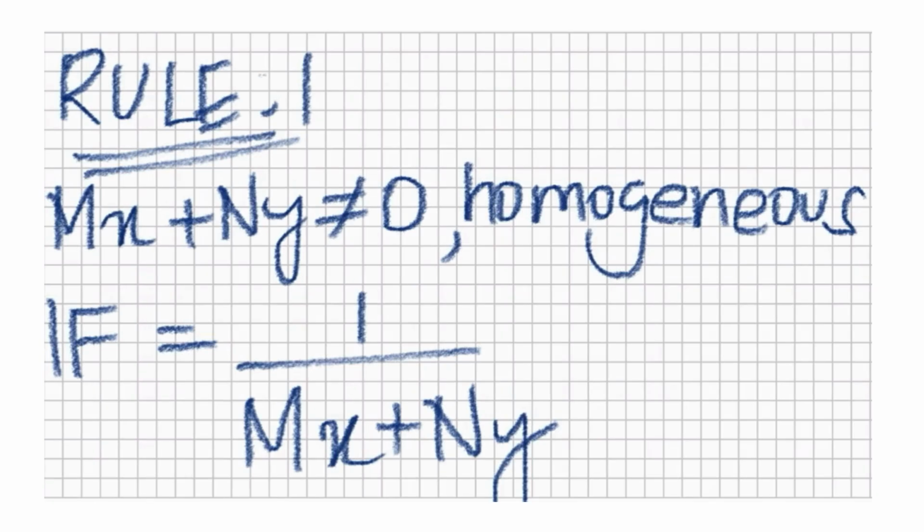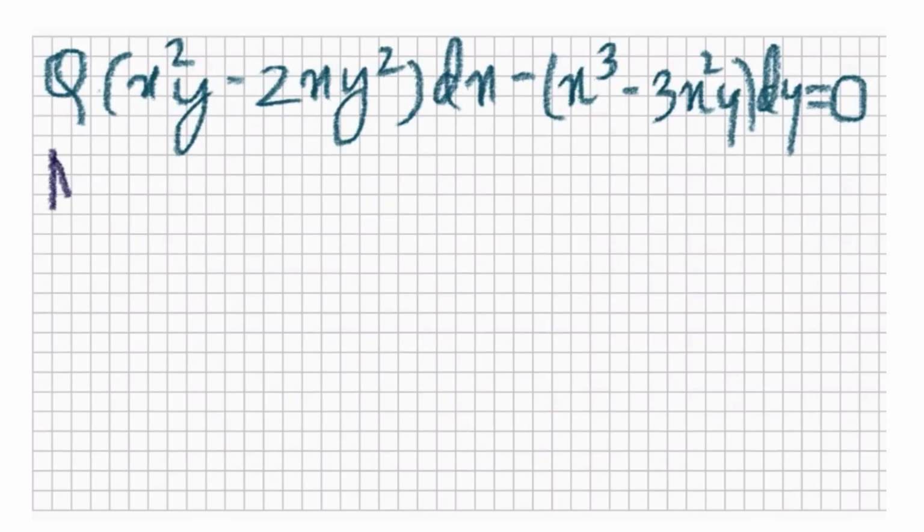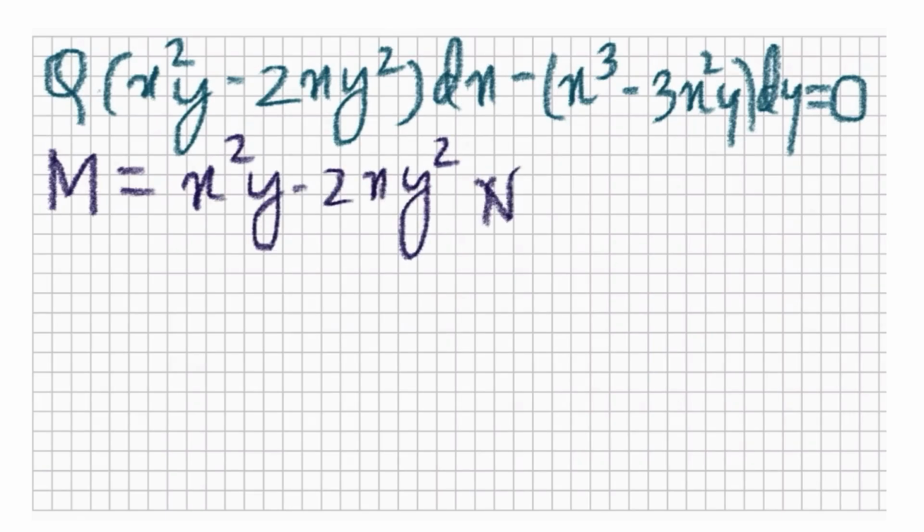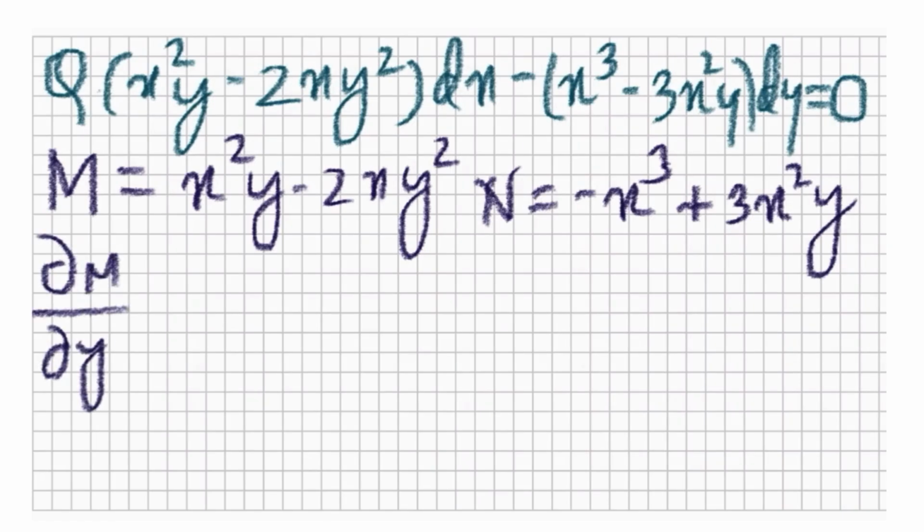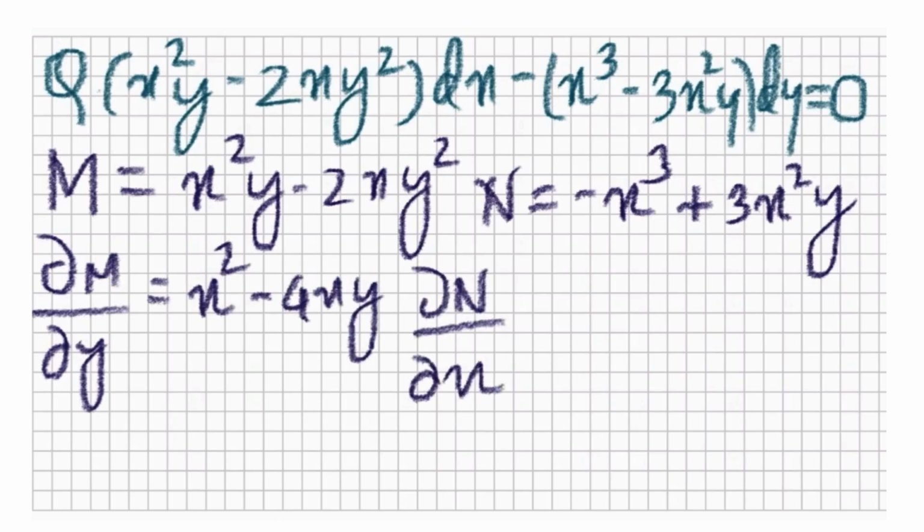This is done because sometimes the structure of the differential equation is such that the terms are weighted by Mx plus Ny, and dividing by this expression balances the partial derivative condition. We start by taking an example where we group the dx terms together as M equal to x square y minus 2xy square and N as minus x cube plus 3x square y. And we take the partial derivative of both and we see that they are not equal.